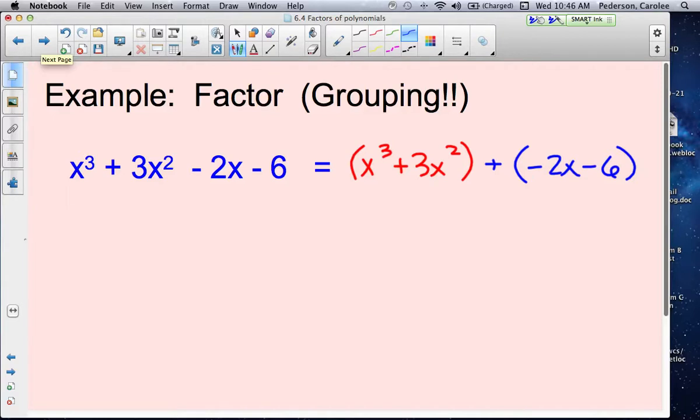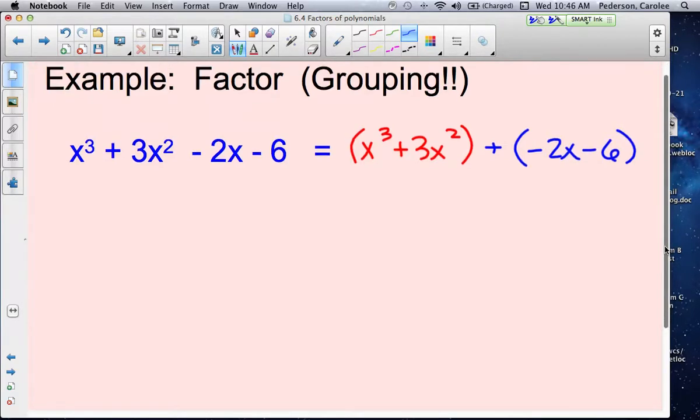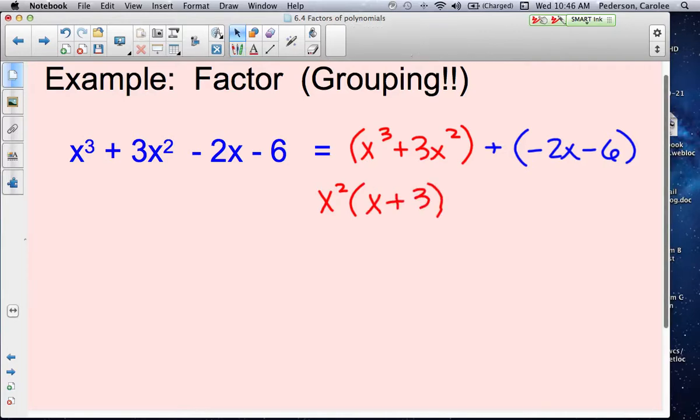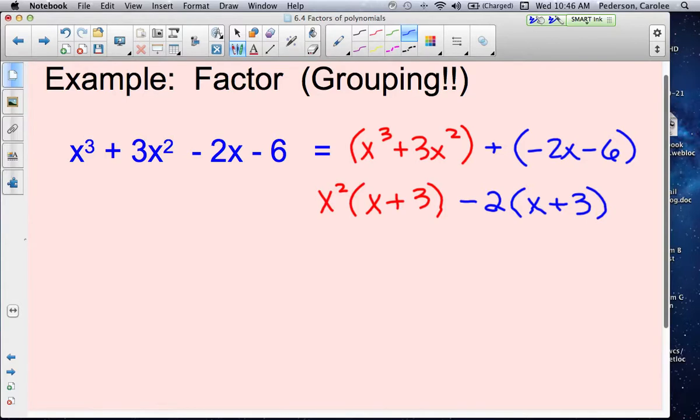So in the first group, the red group, what is the GCF? Well, the GCF in that group is x squared. So what we're left with is x plus 3. Now we go on to the next group, the blue group. We take out the GCF there. Or we can divide out -2. So we're left with x plus 3. What will happen every time if we've done this correctly is the 2 parentheses will be exactly the same. X plus 3, x plus 3.